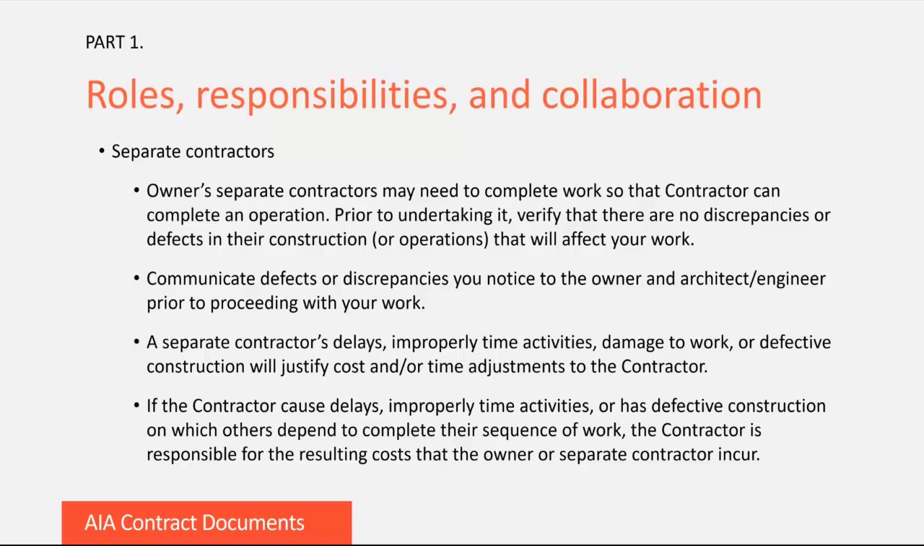The owner must compensate the contractor for costs that the contractor incurs because of a separate contractor's delays, improperly timed activities, damage to work, or defective construction. Know that this can work in reverse to the extent that if you cause delays, improperly timed activities, or have defective construction on which others depend to complete their work, then you're responsible for the resulting cost that the owner or separate contractor incur.